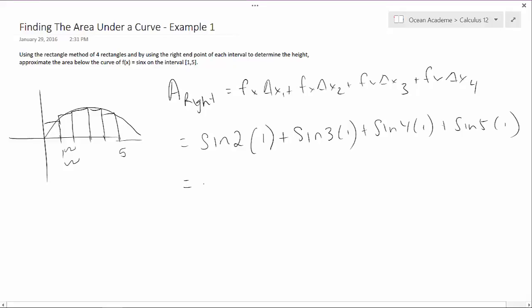Multiplying this out and adding, we get a value of negative 0.67.